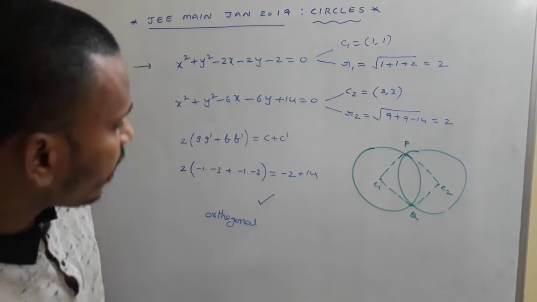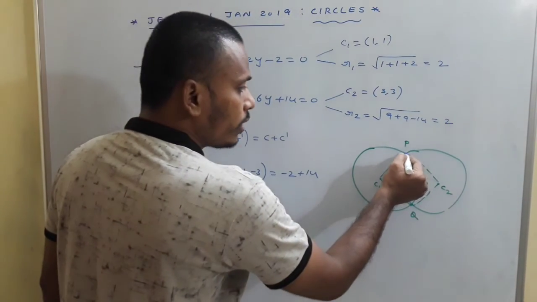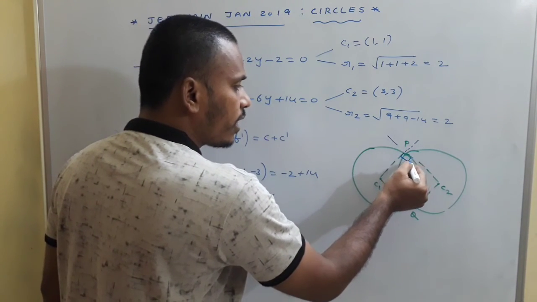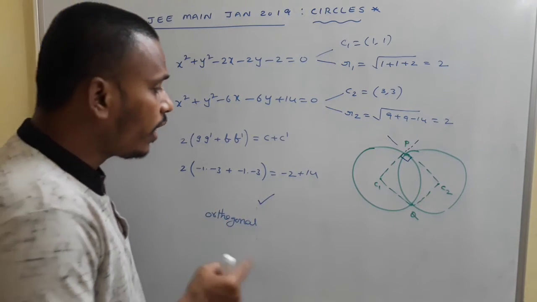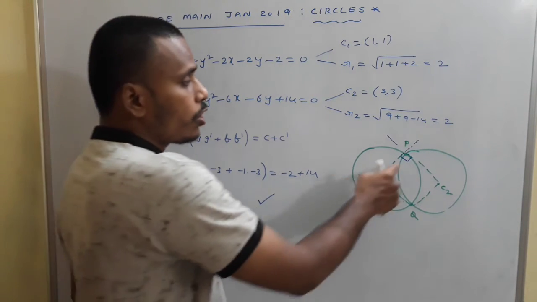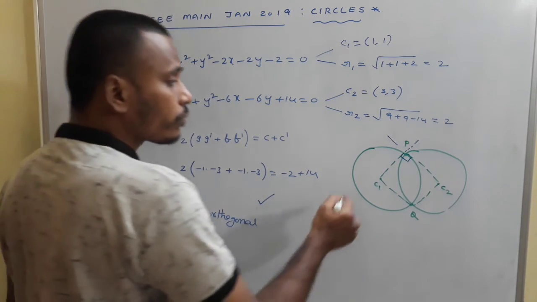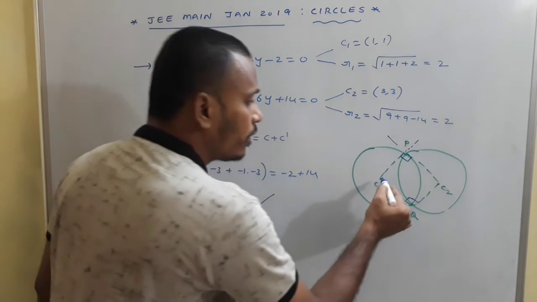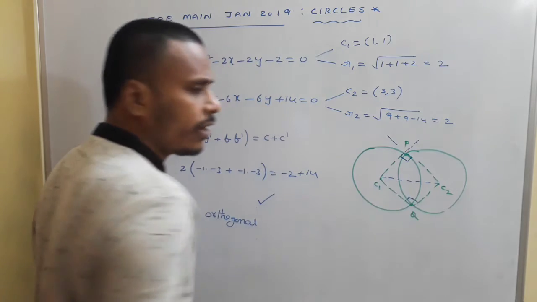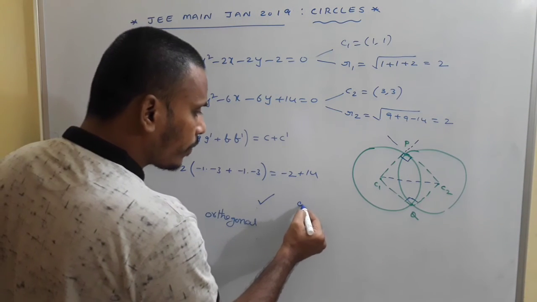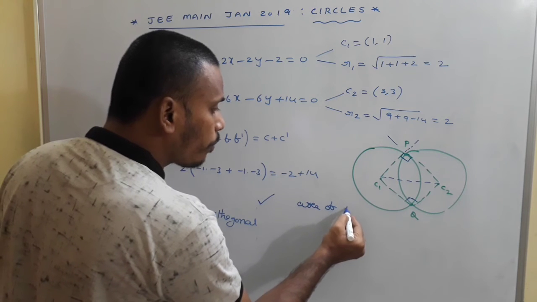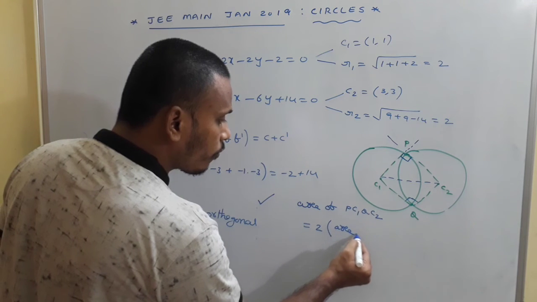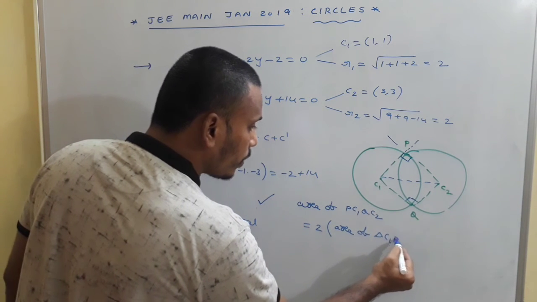Since the circles satisfy the orthogonal condition and are of equal radii, these two radii become tangents to the other circle, and here the angle is 90 degrees. Orthogonality condition is satisfied, so here we have 90 degrees. By symmetry, the area of this quadrilateral is nothing but double the area of this triangle. So the required area of PC1QC2 is equal to twice the area of triangle C1PC2.